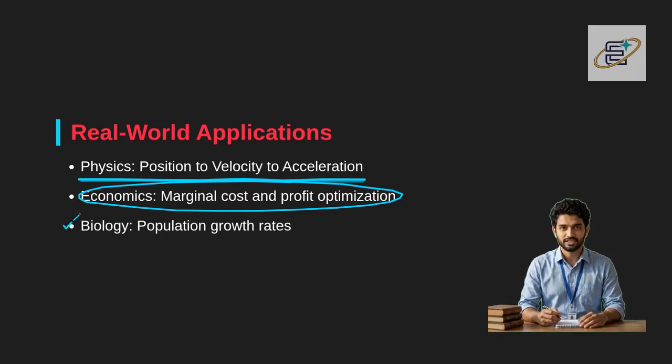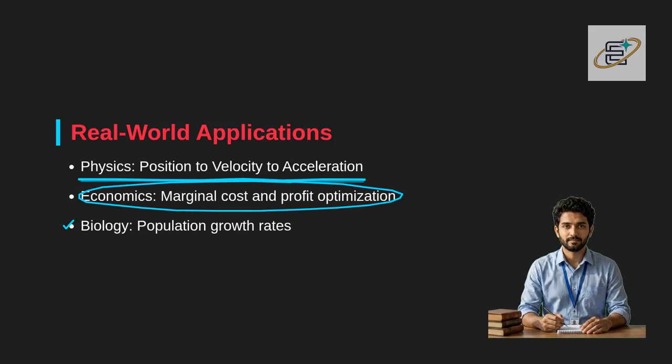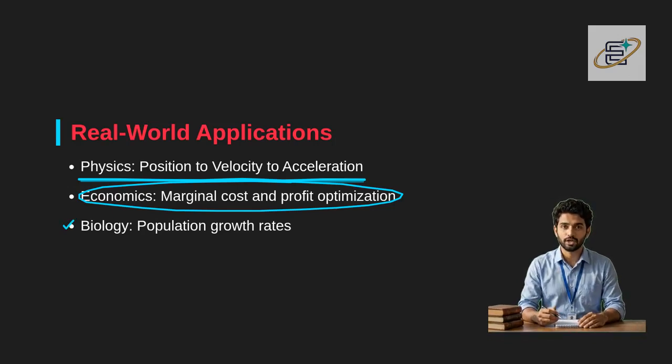Even in biology, calculus is essential. Epidemiologists use derivatives to model how quickly a virus is spreading through a population, or how fast a bacterial culture is growing in a petri dish. Whenever you need to predict a rate of change in the real world, calculus is the tool you will reach for.